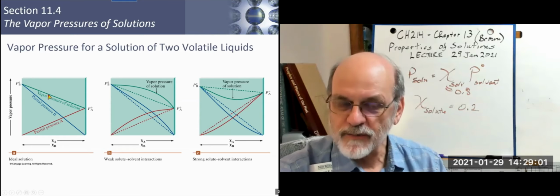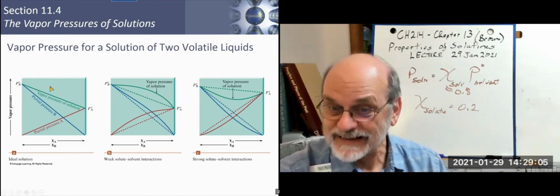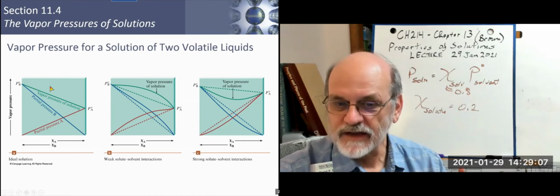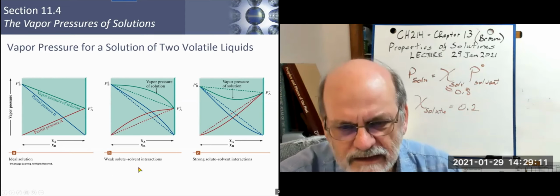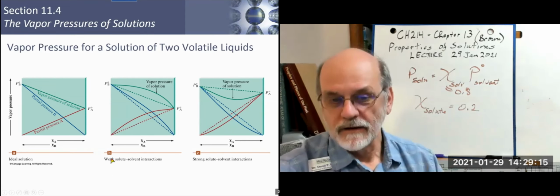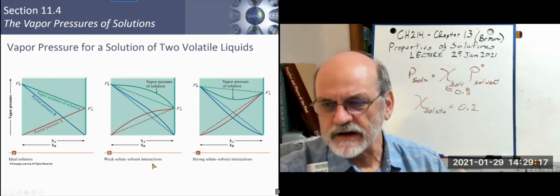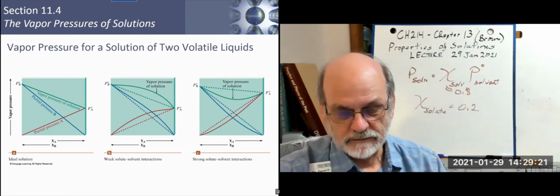If you measure the vapor pressure to be higher than you expected, then you find that those two have, let's see, maybe I got it. Oh, okay. No, when we say weak solute-solvent interaction, that can also include repulsion.